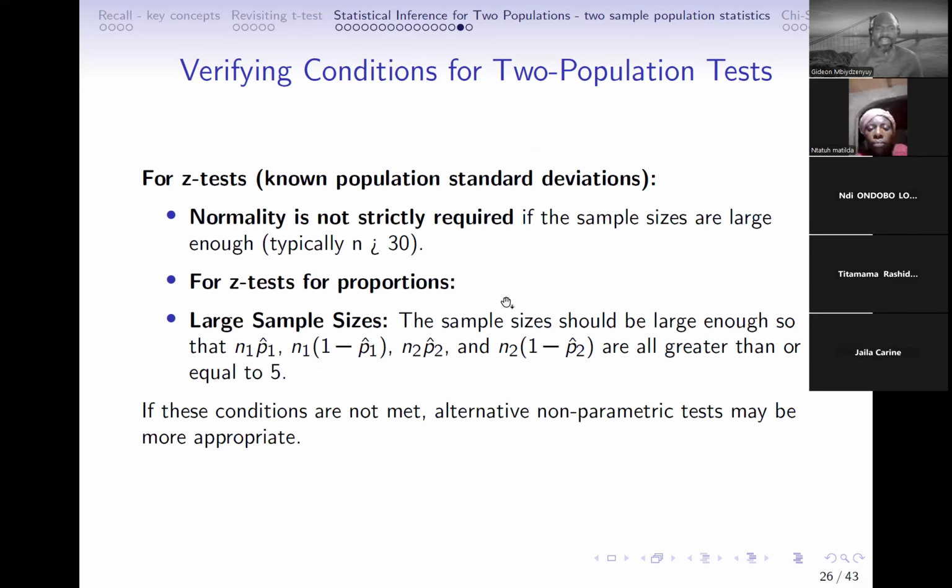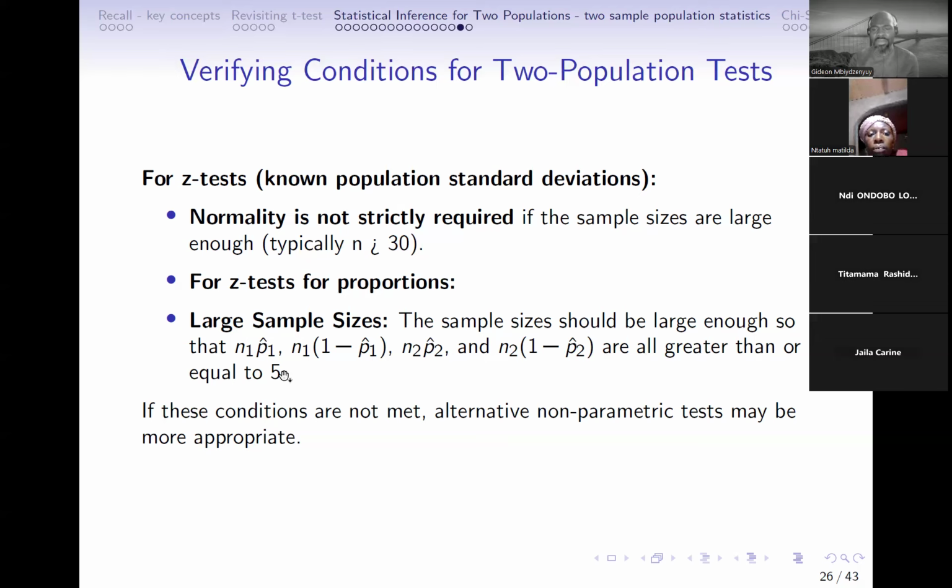And for the z-test, in the case of two populations and a large sample size, the sample size should be large enough such that n1 multiplied by p1 hat, which we saw was the proportion from the first sample, n1 multiplied by 1 minus p1 hat, as well as n2 multiplied by p2 hat and n2 multiplied by 1 minus p2 hat, which is something we have seen for the single population. Each one of these should be greater than or equal to 5.